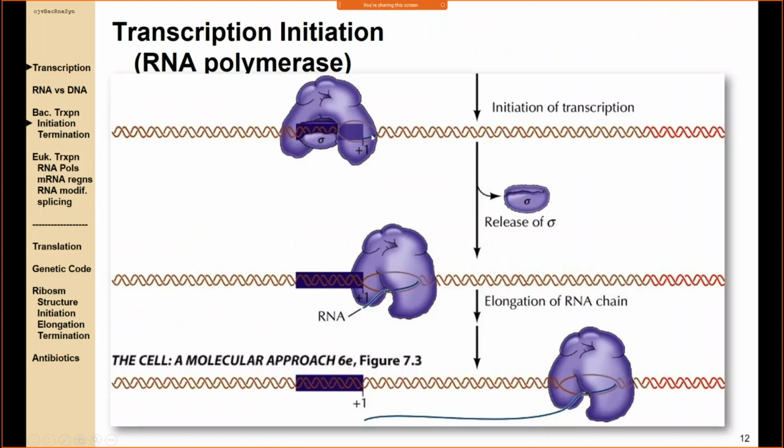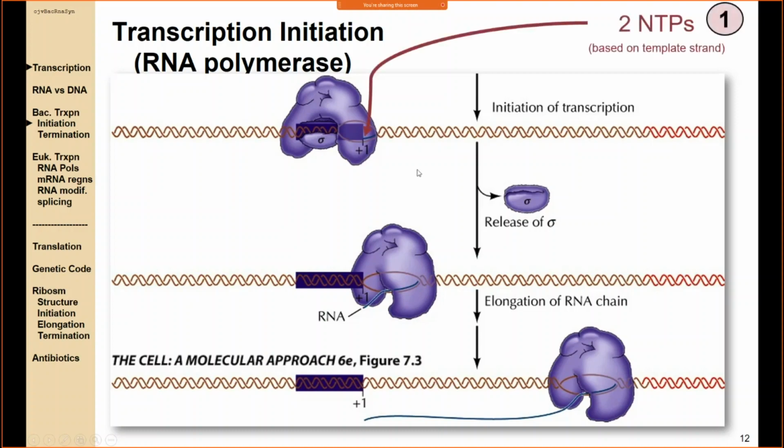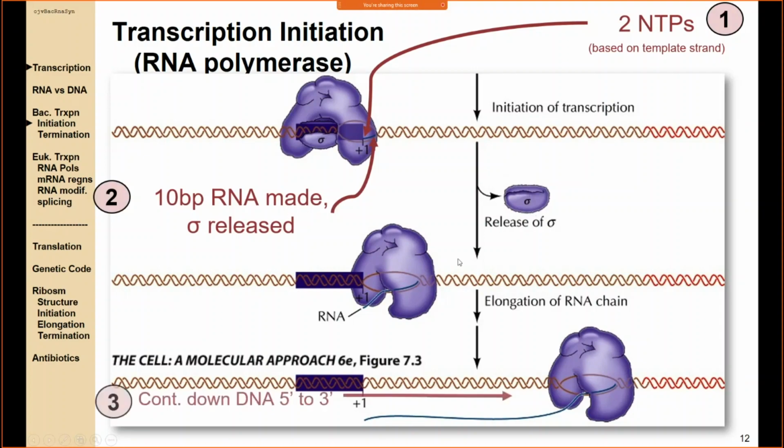Okay, so once it opens up, the sigma comes off, and that's the signal that it can start going. And then this blue thing coming off is the RNA chain being made as it goes. It does take energy to do this. So there's 2 NTPs here to open up that chain. 10 base pairs of RNA are made, and after that, the sigma gets released, and then it goes 5' to 3'.